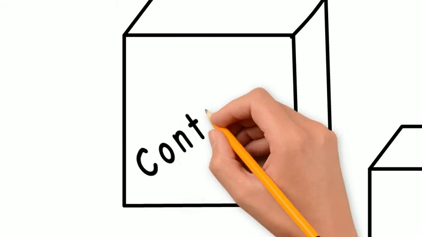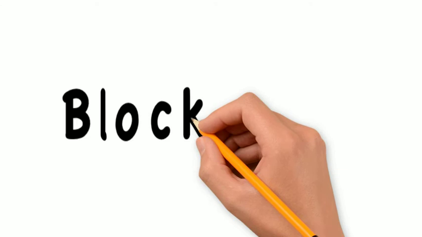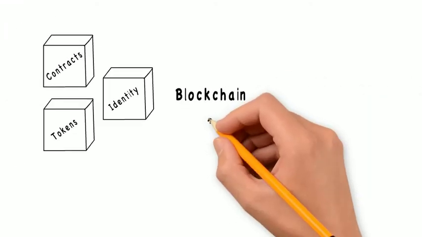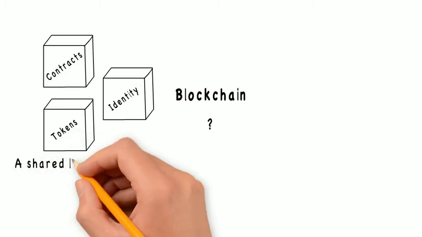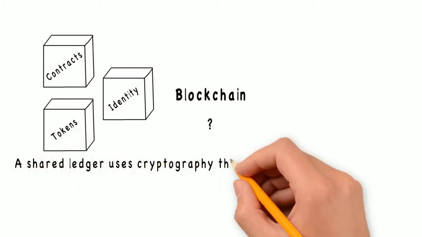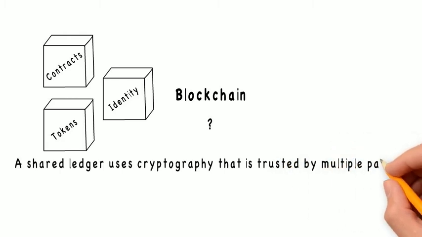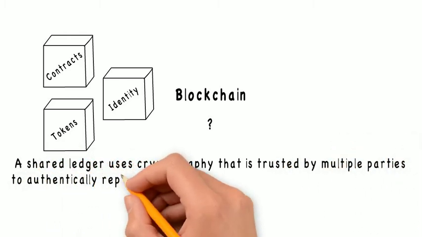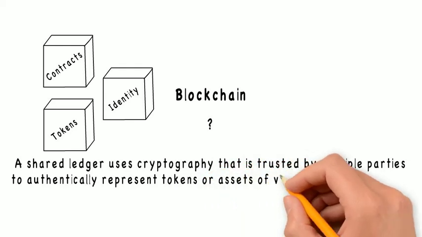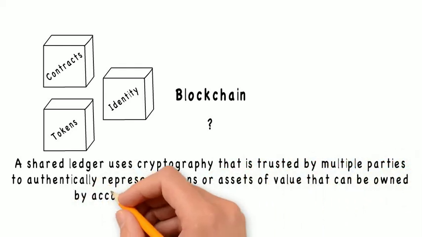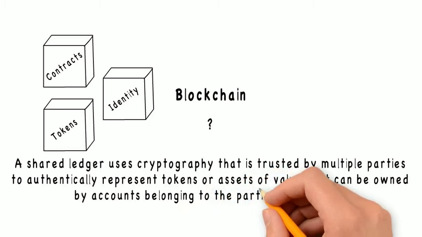Building blocks. There are three basic building blocks when it comes to blockchains: tokens, contracts, and identity. These are important when conceptualizing a blockchain application. Before we jump in, though, let's pin down a simple definition of what the underlying blockchain or shared ledger is. A shared ledger uses cryptography that is trusted by multiple parties to authentically represent tokens or assets of value that can be owned by accounts belonging to the parties that trust it.